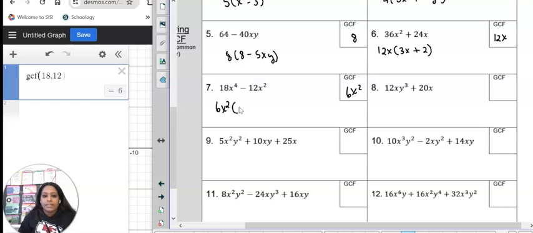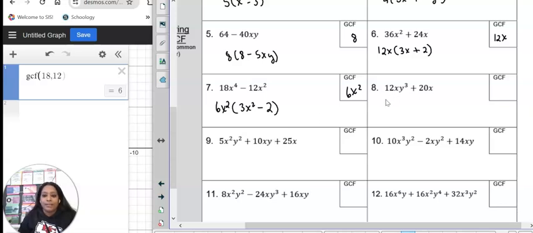So 18x to the 4th divided by 6x squared is 3x squared, because when you're dividing it out you subtract the exponents. So 4 minus 2 is 2. Minus 12 divided by 6 is 2, and then the x's cancel out. So that's just that.